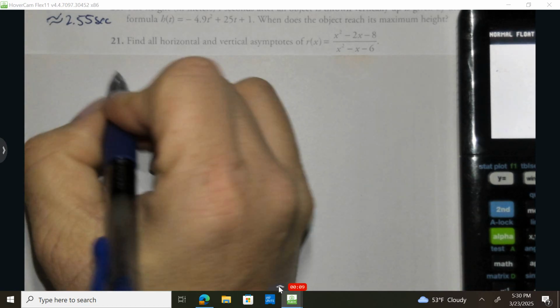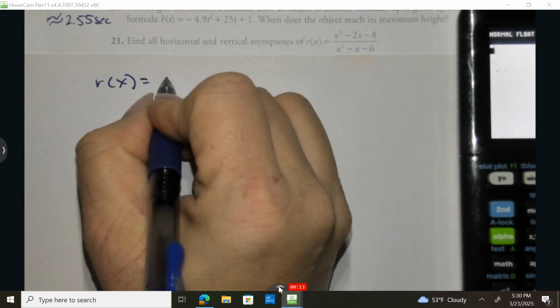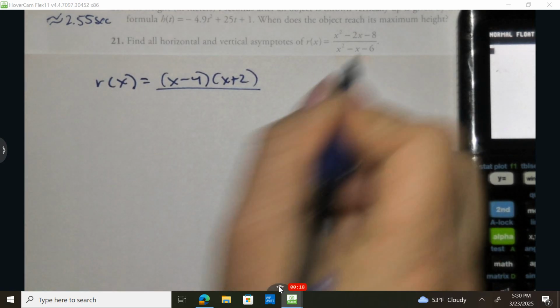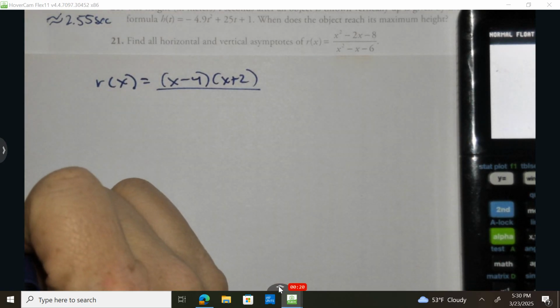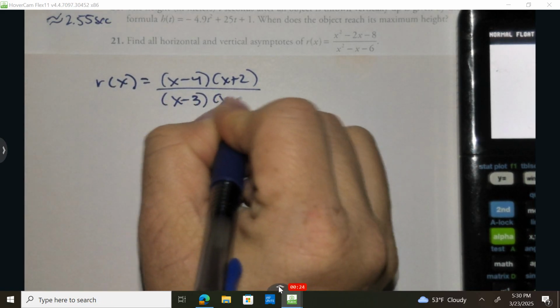In problem number 21, we're asked to identify the horizontal and vertical asymptotes. The first thing I'm going to do is put this, if it's possible, into factored form. So r of x: what multiplies to give us negative 8 and combines to give us negative 4 would be minus 4 and positive 2. On the bottom, what multiplies to give us negative 6 and combines to give us negative 1? That'd be minus 3 and positive 2.